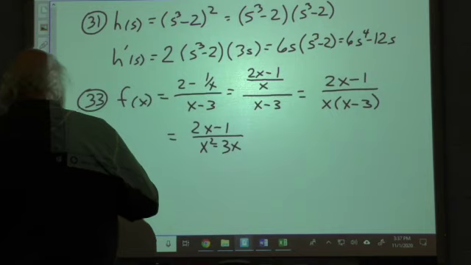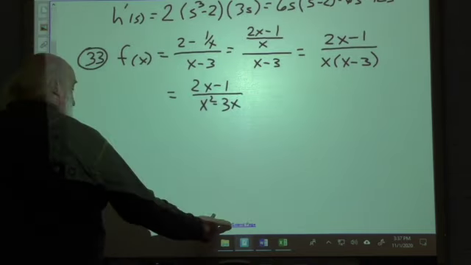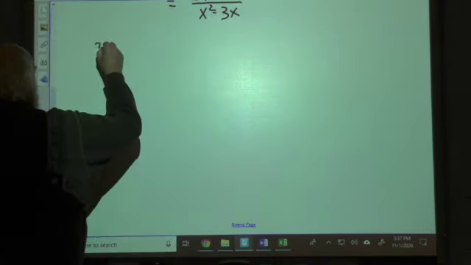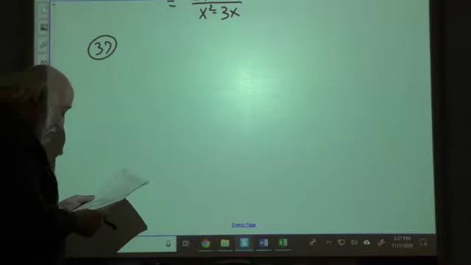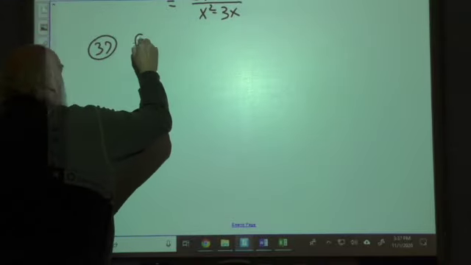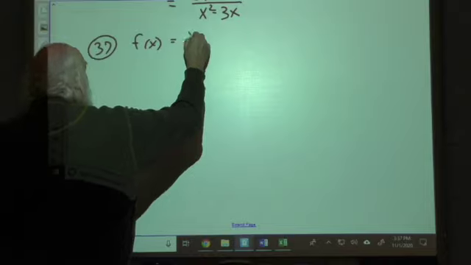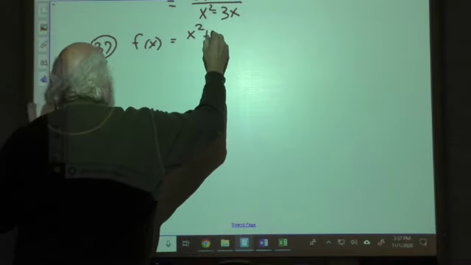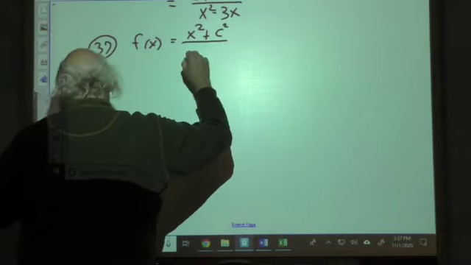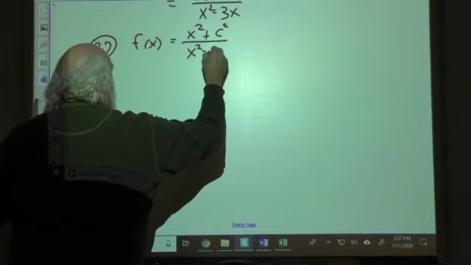I want to jump to 37 because it looks like it's going to be confusing, but it really isn't. It isn't a bad problem at all. This is f of x equals x squared plus c squared over x squared minus c squared.